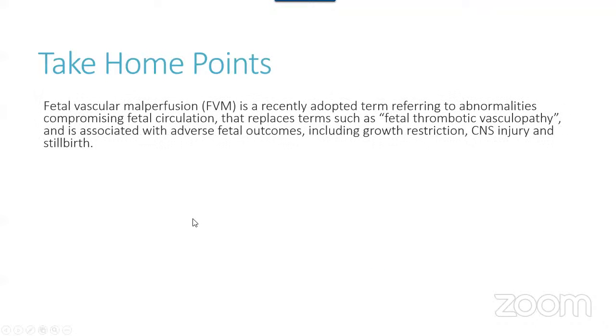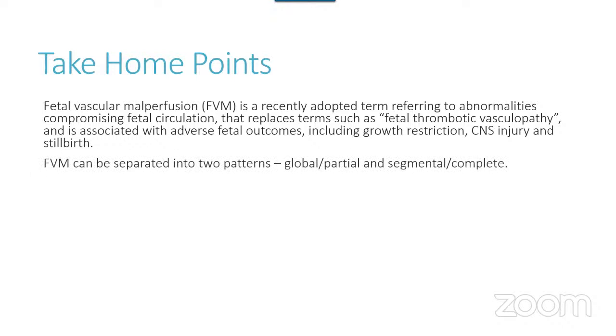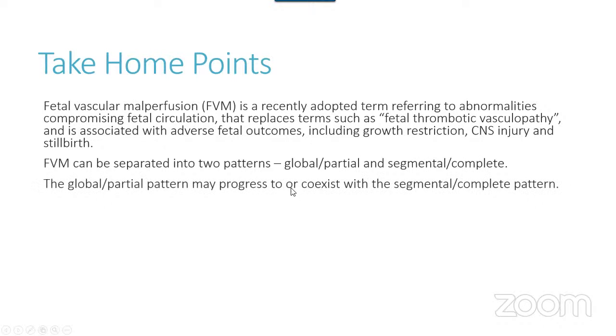Some main take-home points I hope everyone got out of this lecture. FVM is a recently adopted term that refers to abnormalities comprising fetal circulation. It's replacing older terms you might see, such as fetal thrombotic vasculopathy, and it is associated with adverse fetal outcomes, including growth restriction, CNS injury, and stillbirth. It's separated into two patterns, the global partial and segmental complete, although they can overlap and coexist, and one can progress to the other.